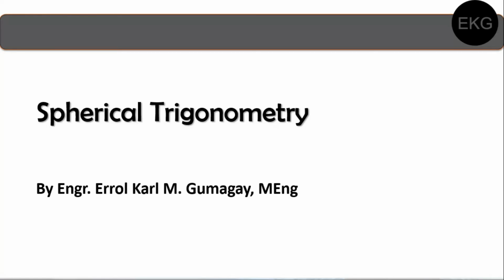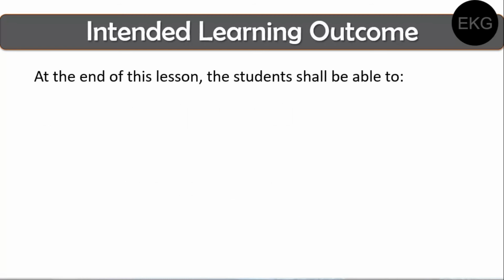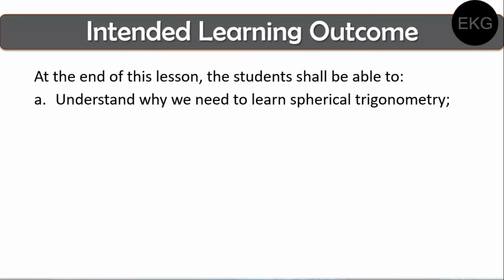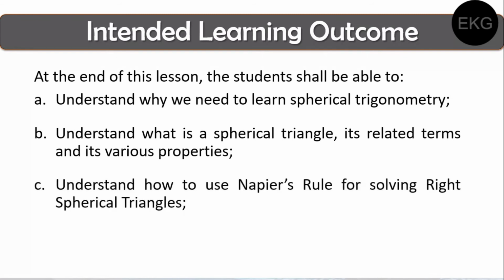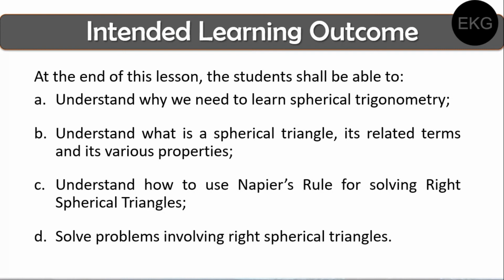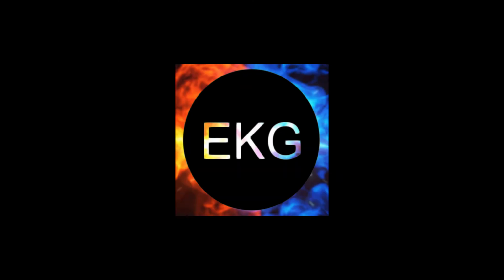Good morning and welcome to a lesson on spherical trigonometry. The intended learning outcomes for this session are as follows. Understand why we need to learn spherical trigonometry. Next is understand what is a spherical triangle, its related terms, and its various properties. Third is to understand how to use Napier's rule for solving right spherical triangles. And lastly, to solve problems involving right spherical triangles. So without further ado, let's start.